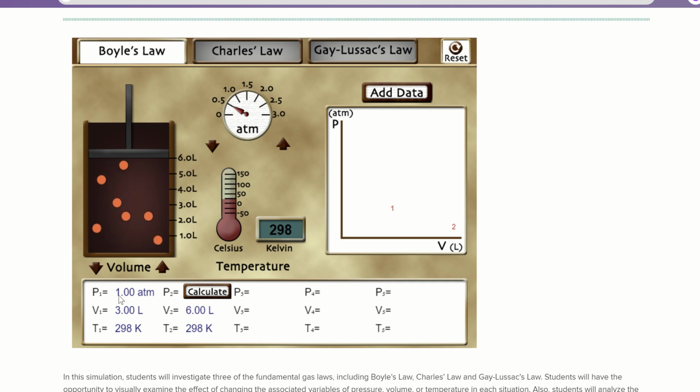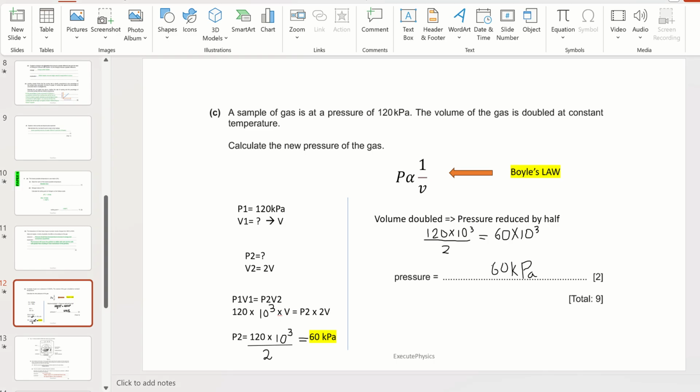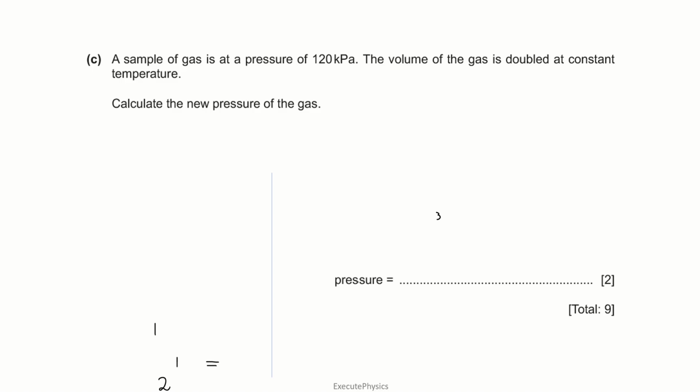So what can we conclude? When the volume is 3, the pressure was 1 atmosphere. But as the volume is doubled, what happens to the pressure? It has reduced by half. So they are inversely proportional, and this is in accordance with Boyle's law. Pressure and volume are inversely proportional. So we can solve it in two ways.